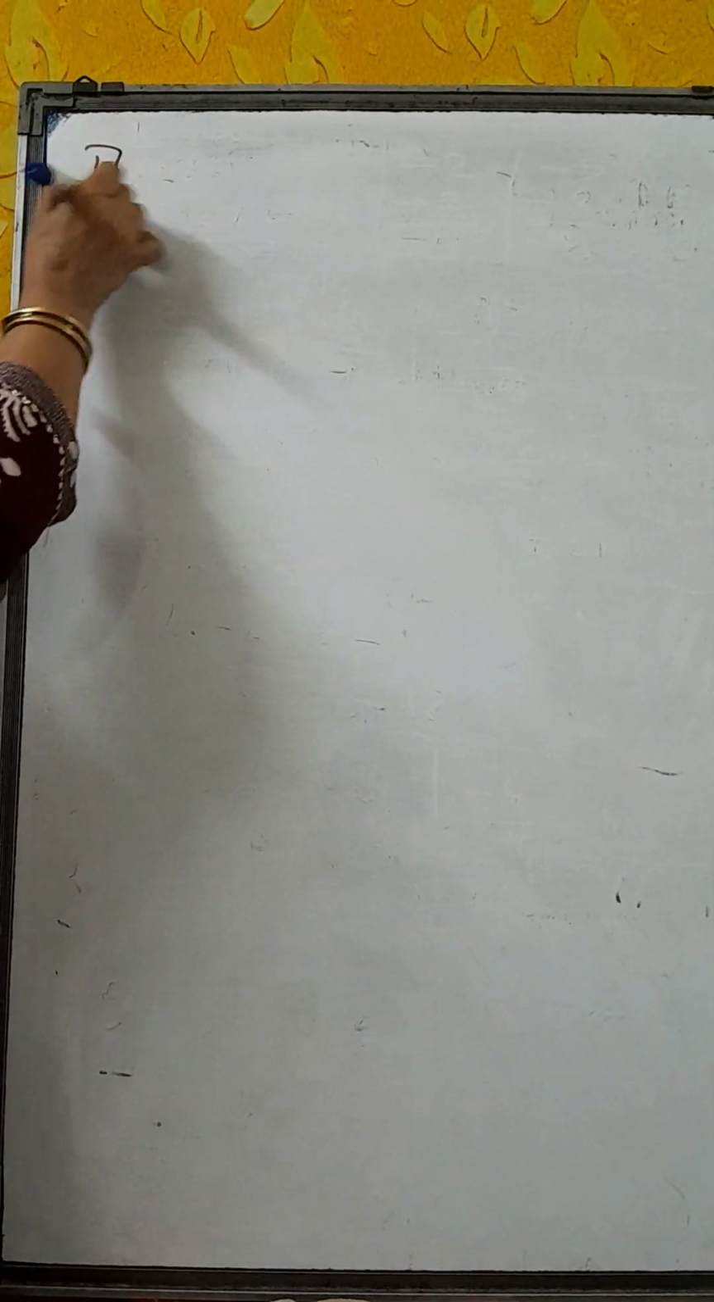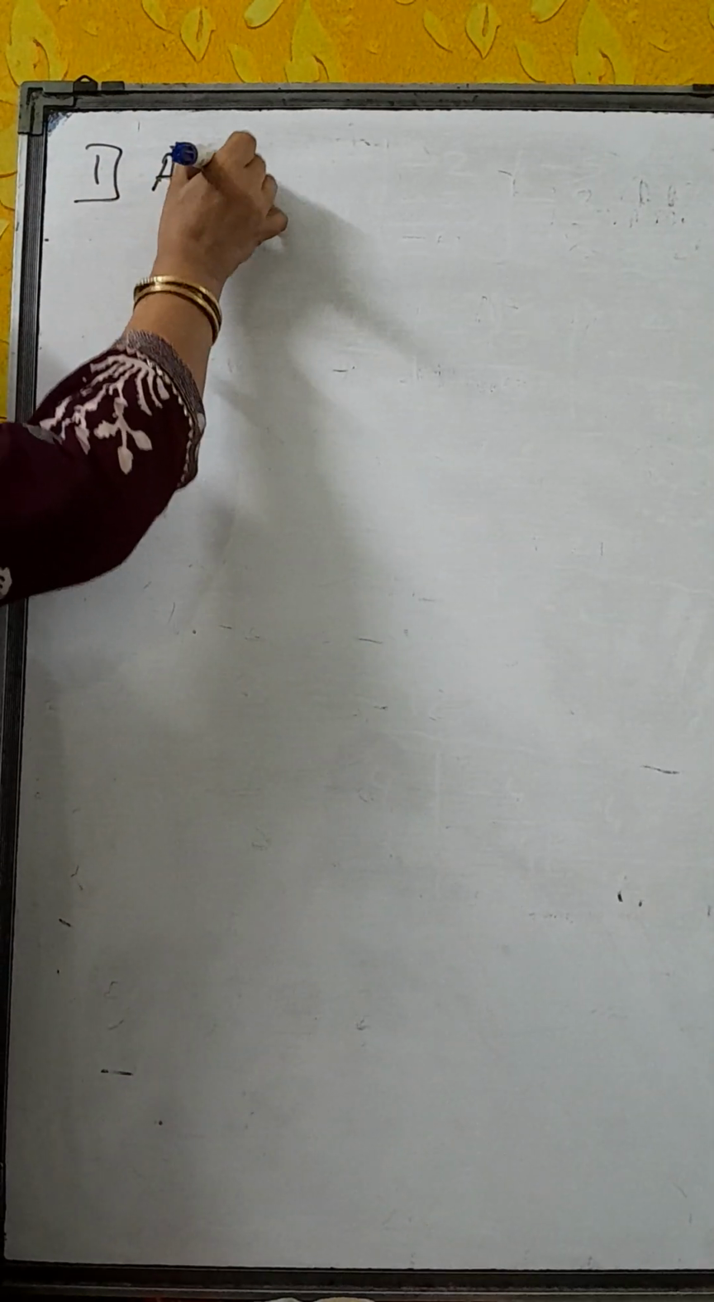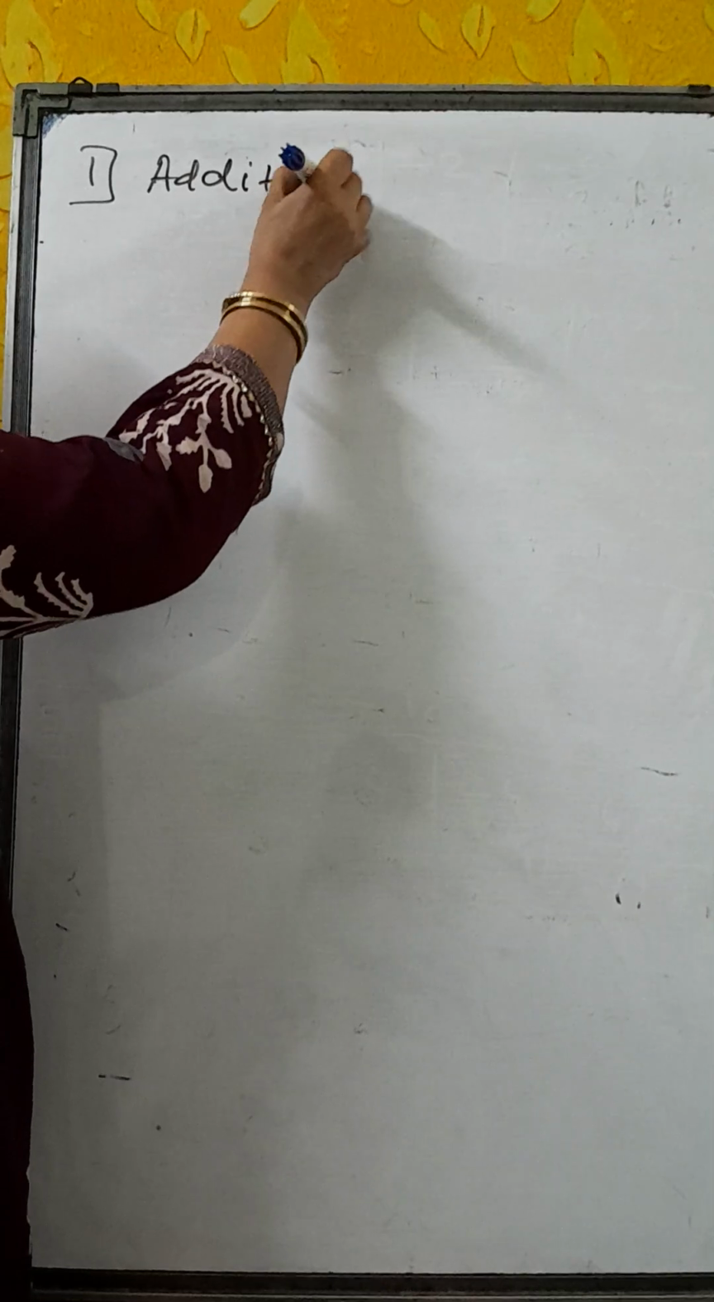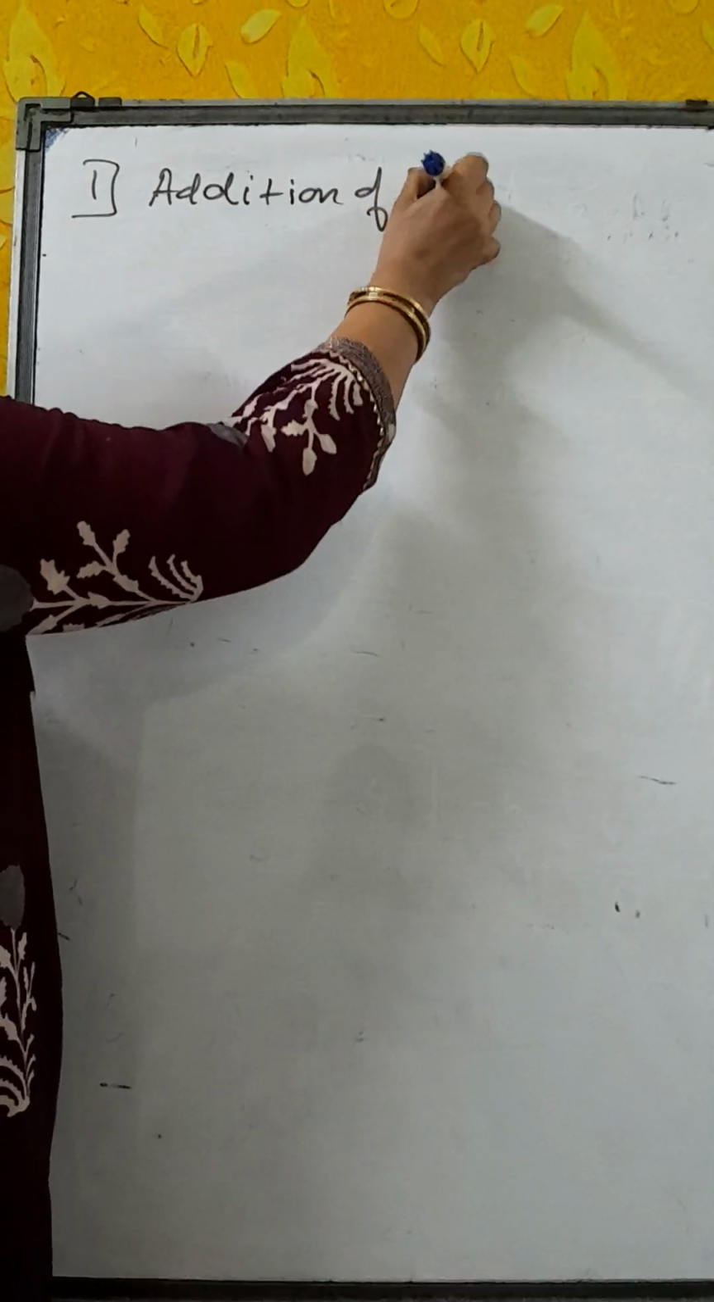In decimal fractions, again there are four basic operations: addition, subtraction, multiplication and division. First I will explain addition and subtraction. Today we will study addition and subtraction. See here on the board. The first operation on decimal fractions is addition of decimal fractions.